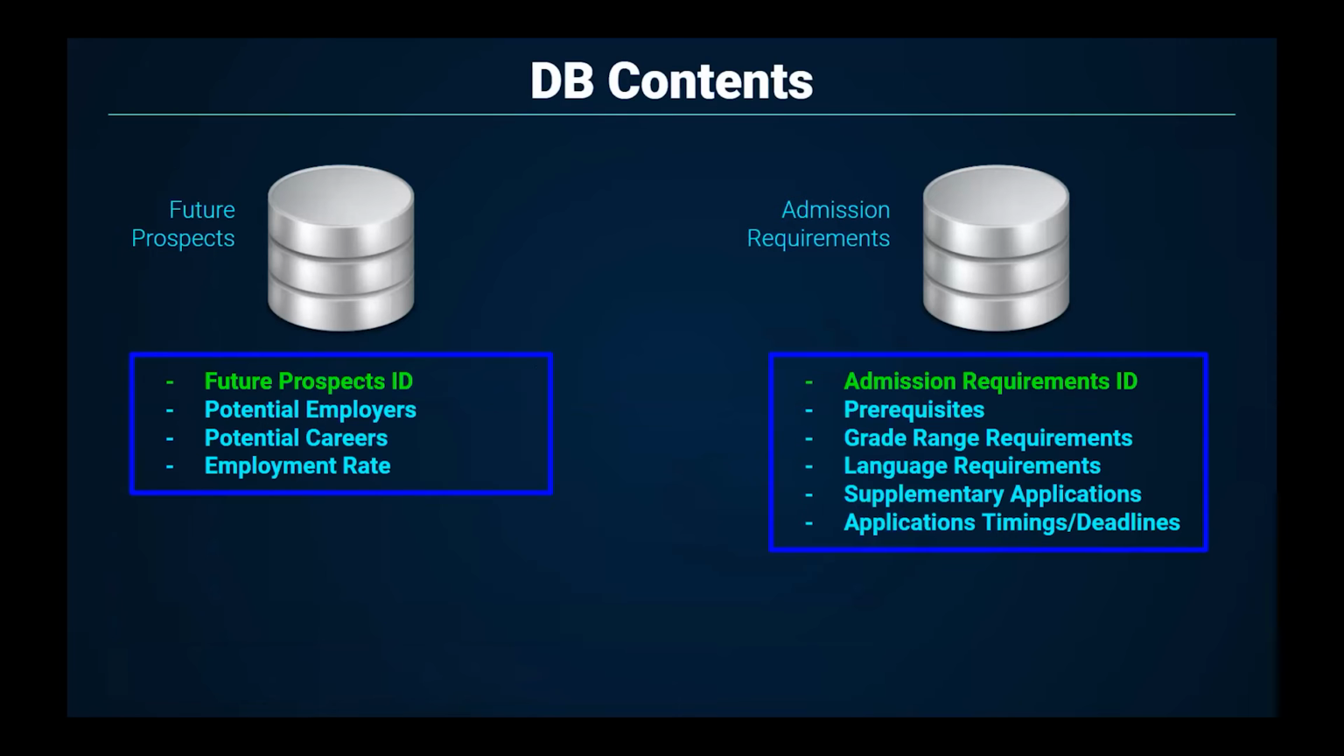The first 2 tables that we have are future prospects and admission requirements. Each entry, each course, is given a unique ID to allow the database to be efficient and organized. For the future prospects table, we include information such as potential employers, potential careers, and employment rate and outlook for these careers as shown on the website. And for admission requirements, we include things such as prerequisites, so courses you would have to take during high school, grade range requirements, language requirements, and the supplementary applications and the timings and deadlines.